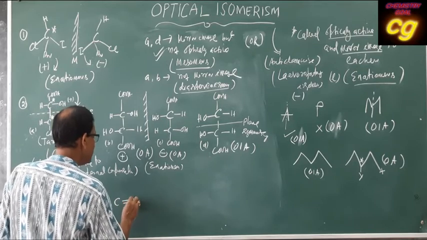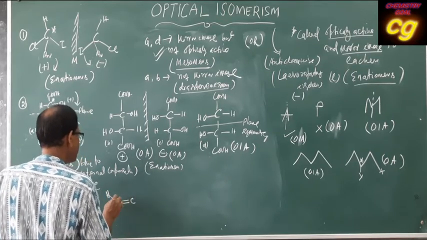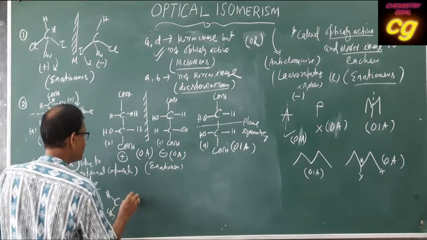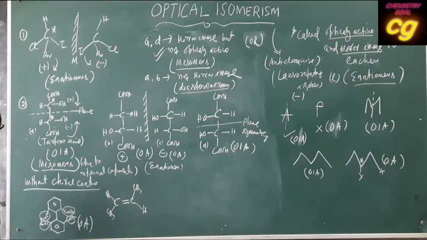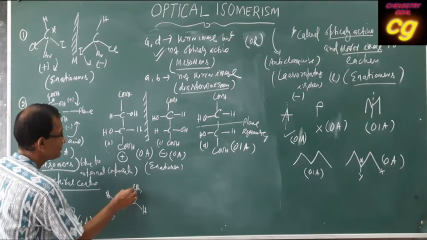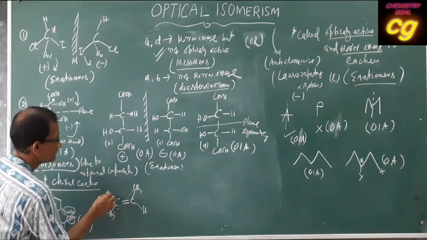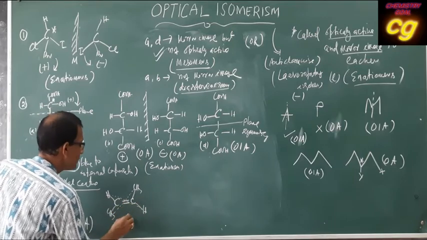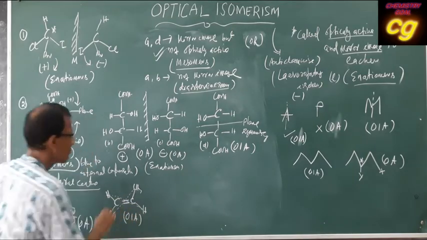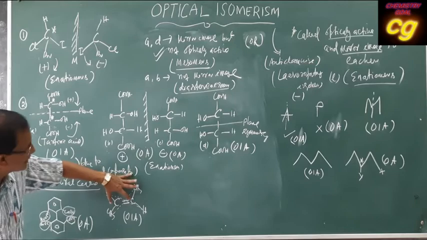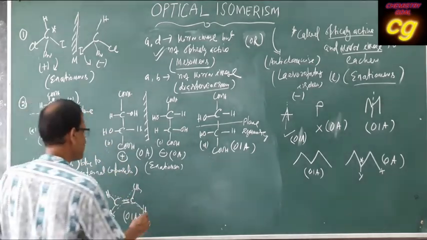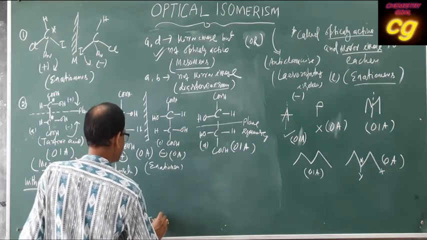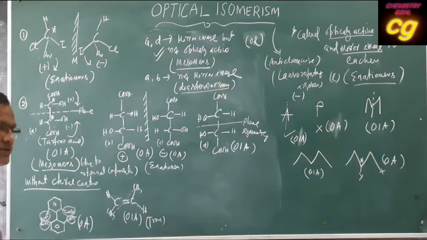If you take this example, it has a plane of symmetry, that is, a center of symmetry. So it is optically inactive. This type of alkene is called trans. Optically, what happens? Optically inactive.